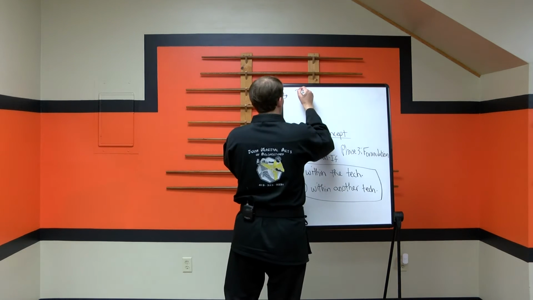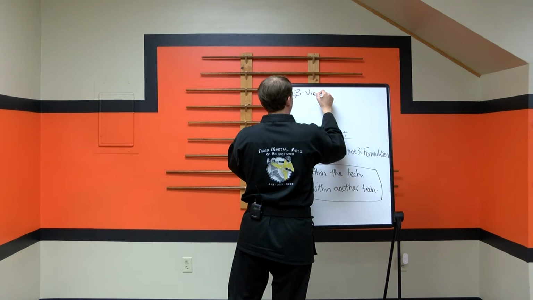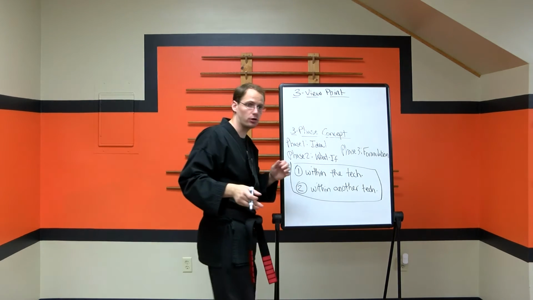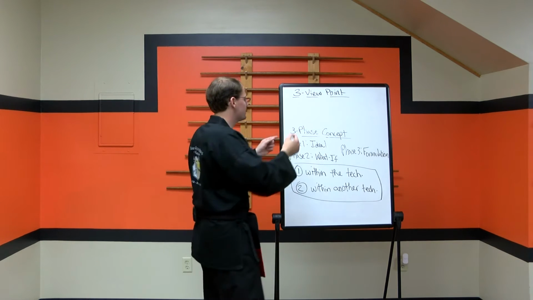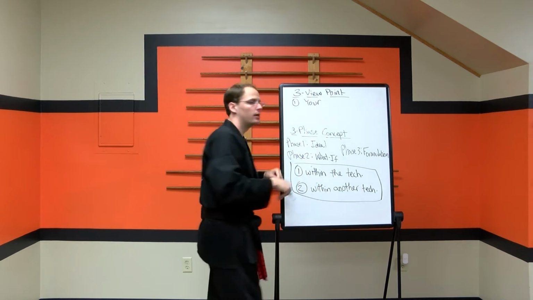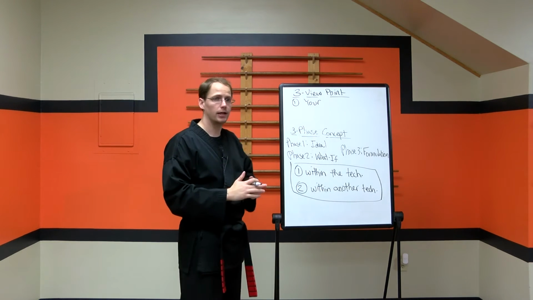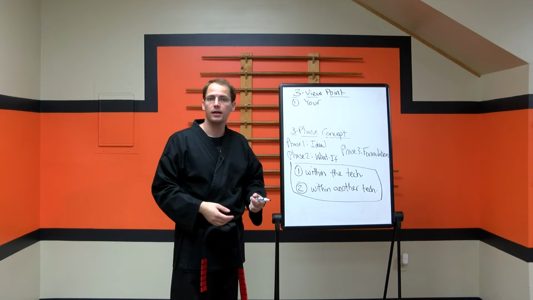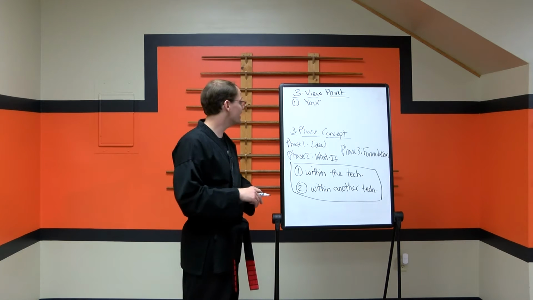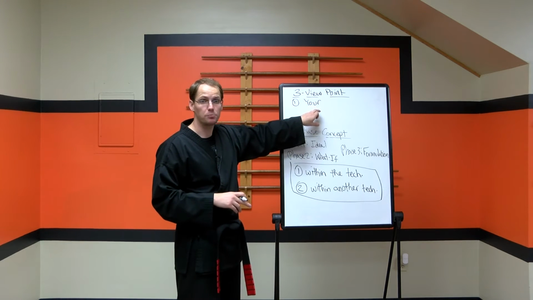Now we have the 3 viewpoints. And the first viewpoint is one we're more than familiar with. We learn a technique and we're practicing on a partner. And if we're the ones performing the technique, we're looking at it from our perspective. So from your perspective or first person perspective, whatever you want to call it, you're the one doing the technique. And you need to explore it from that point of view to really get an understanding. But oftentimes people get stuck in this point of view.